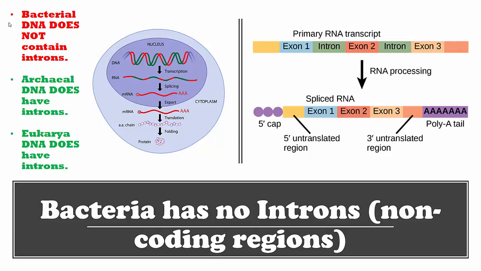Bacteria do not contain introns, but archaea and eukarya do have introns. These introns, you might recall, are non-coding regions in the RNA transcript.